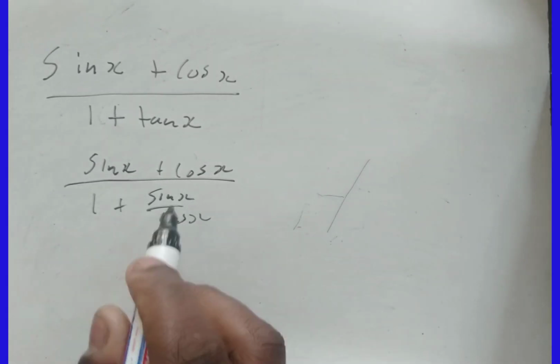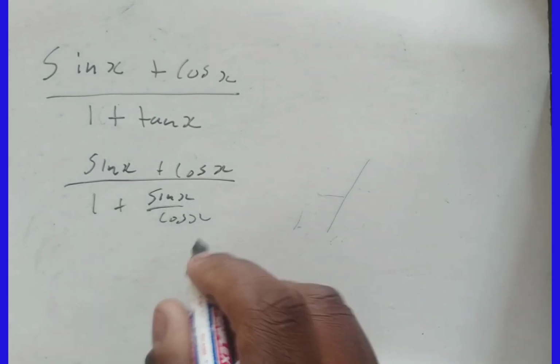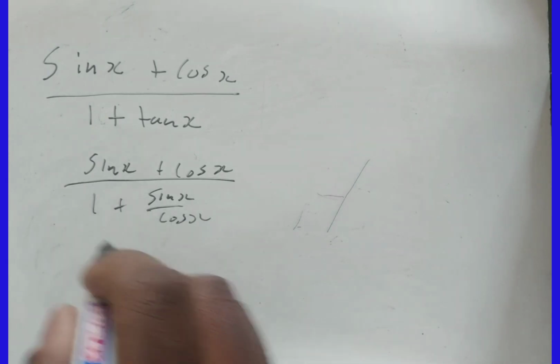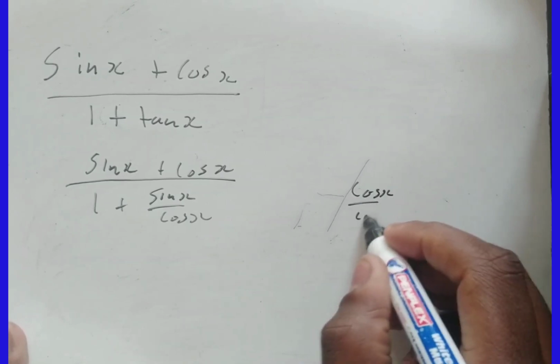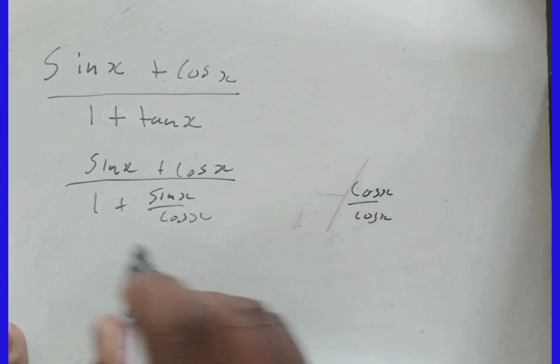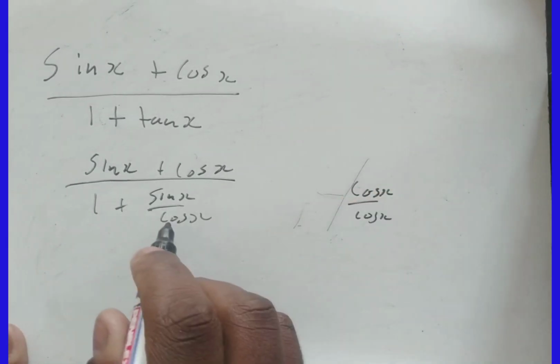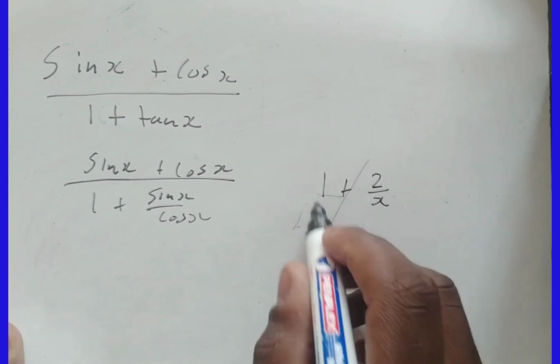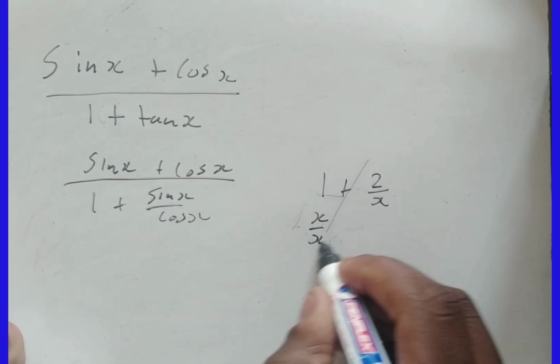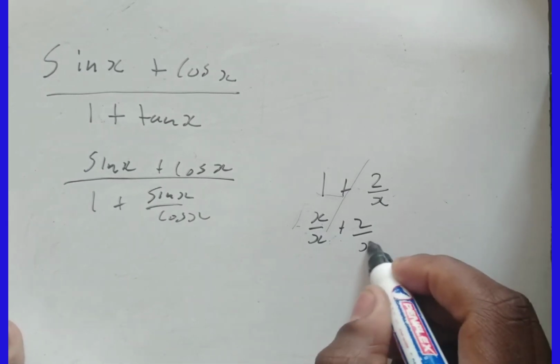Now is the addition of fractions, right? So when you have a 1 there, what you can do with the 1 is you can change it to cos over cos, right? You can actually make it look like the denominator. For instance, if we have 1 plus 2 over x, we can change this 1 to look like x over x. It's another skill you should have, right?